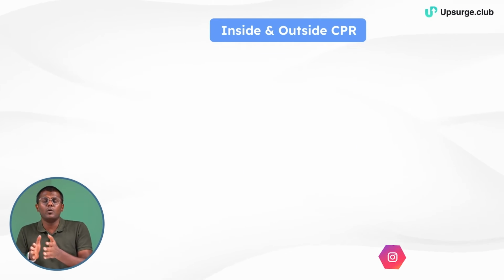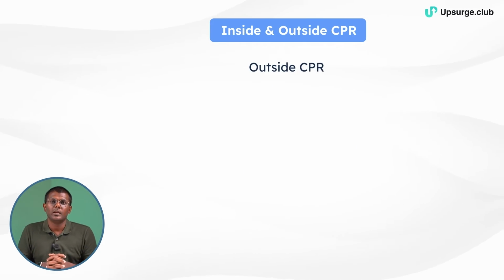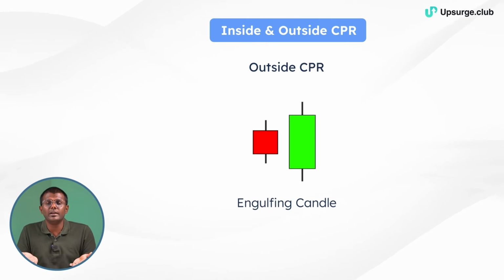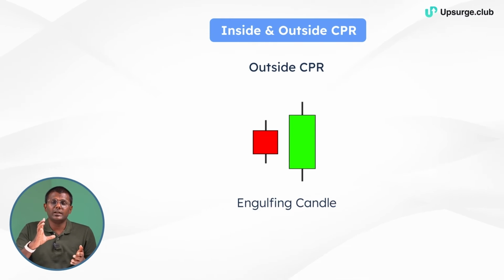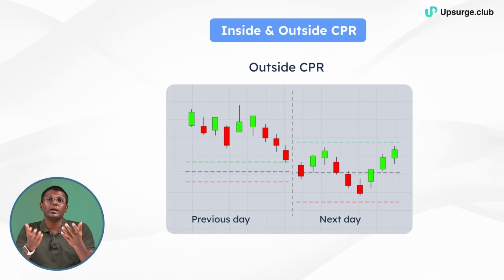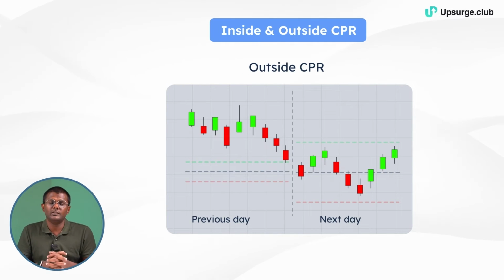On the other hand, what is an outside CPR? Outside CPR is basically an engulfing candle. Now, what is an engulfing candle? When today's candle is totally hiding the previous candle, it is called an engulfing candle. In the same way, when today's CPR is totally hiding or engulfing yesterday's CPR, it is called an outside CPR.